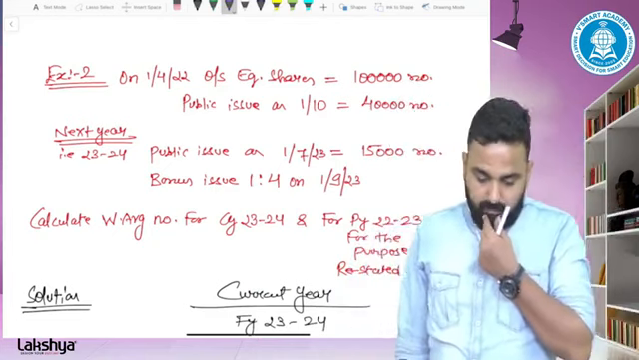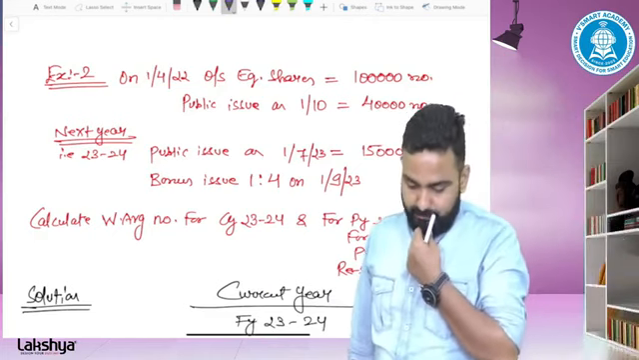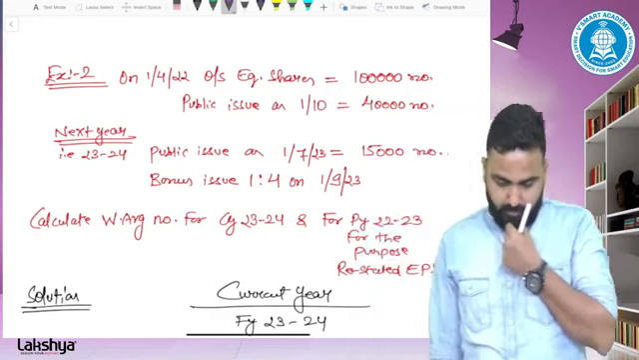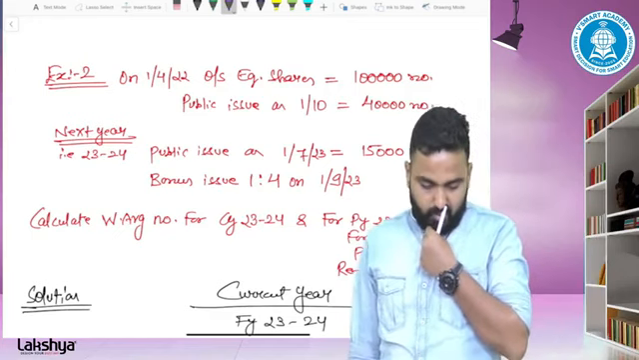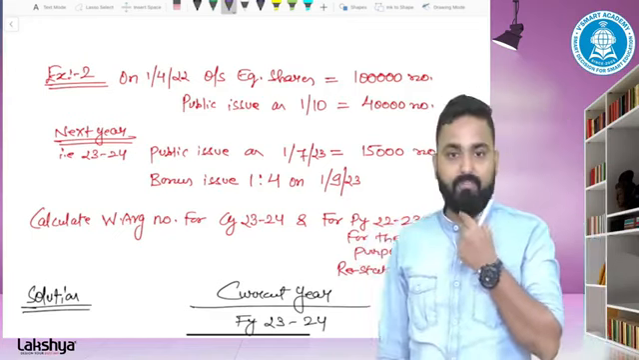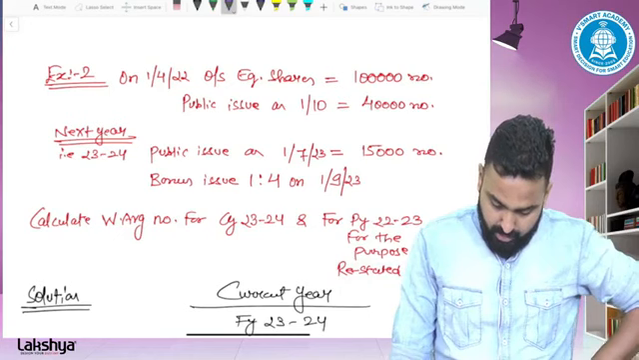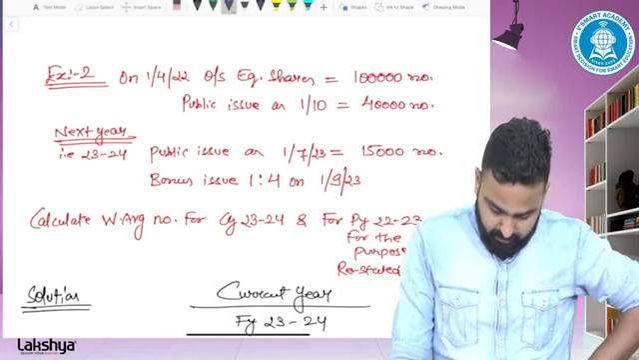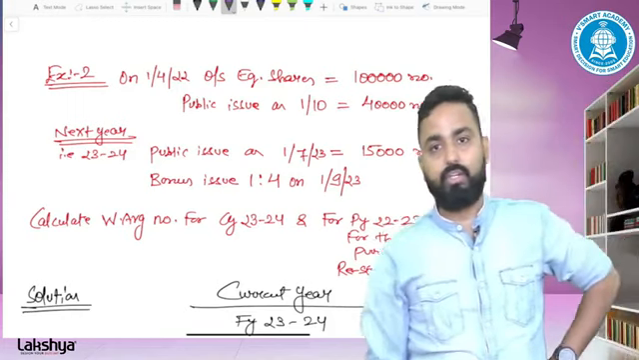First, April 22, outstanding equity shares 1 lakh, public issue 40,000 on 110. Next year 23-24, public issue on 1/7/23, 15,000, bonus issue 1/4/23 and previous 22 for the purpose of restated EPS. Now solve it. Okay, solve it.